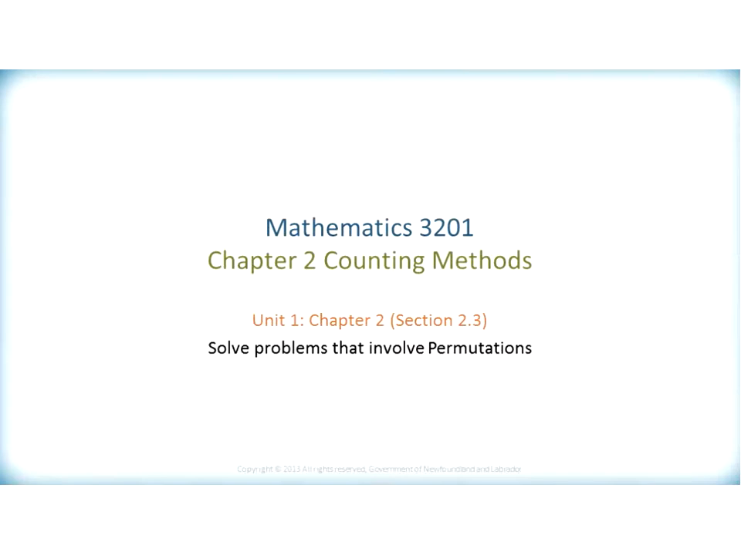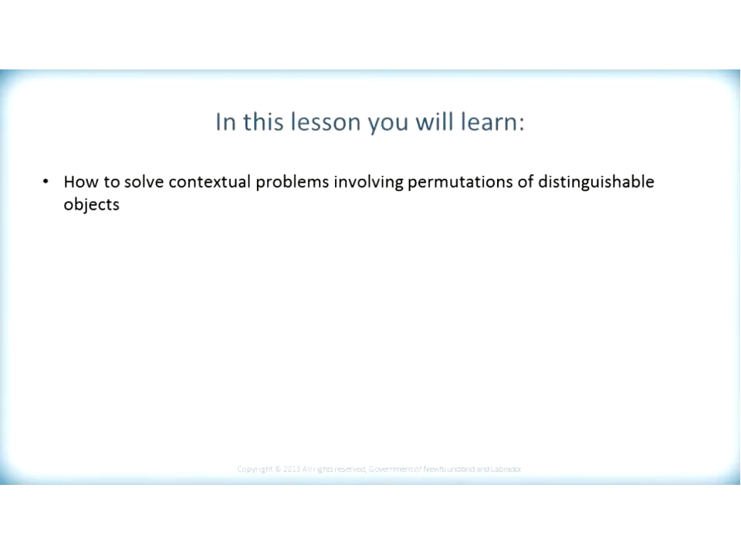Looking at Chapter 2, Section 2.3. In this lesson, we will look at solving contextual problems involving permutations of distinguishable objects.